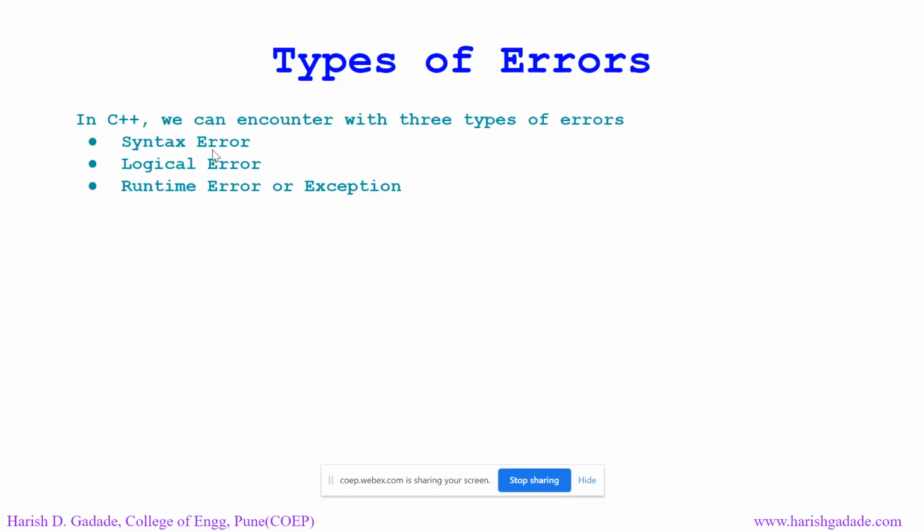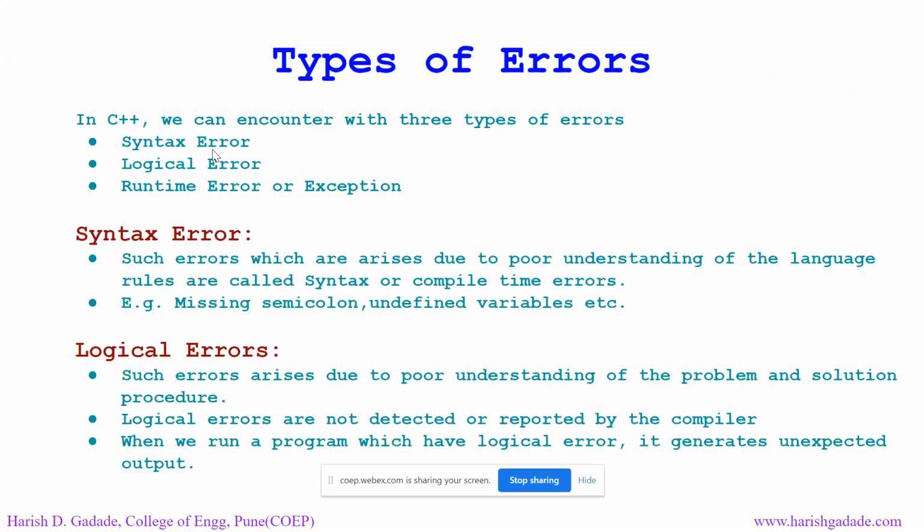So in short, I'll just tell you about the errors. First is syntax error. Such errors, which arise due to poor understanding of the language rules, are called syntax or compile time errors. Already I told you, if you do not have an idea about the rules of that particular language, you will get a syntax error. Examples I have given here: missing semicolon, or undefined variables. If you are using any variables in your program and you have not defined them, then we will get undefined variables.